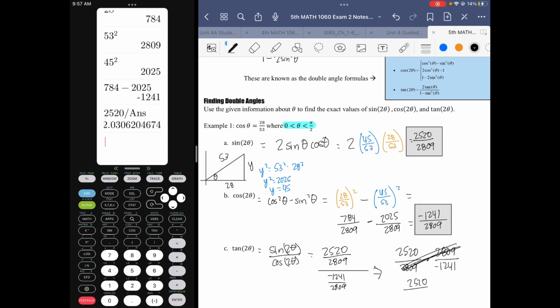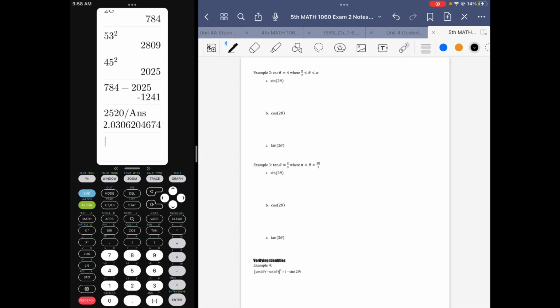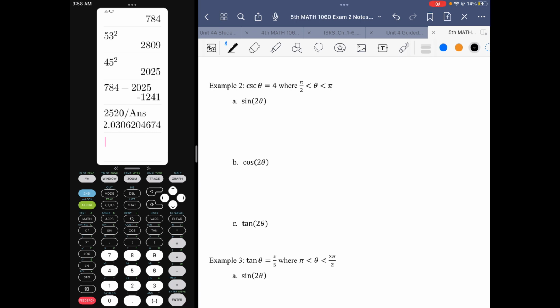This one also doesn't reduce pretty, so we can just leave it like that. And again, that means that the double angle was big enough to put us in the second quadrant. So both cosine and tangent are negative. And that makes sense, because they should be, right? Okay, so then when we move on to our next set of problems, we need to take a look here.